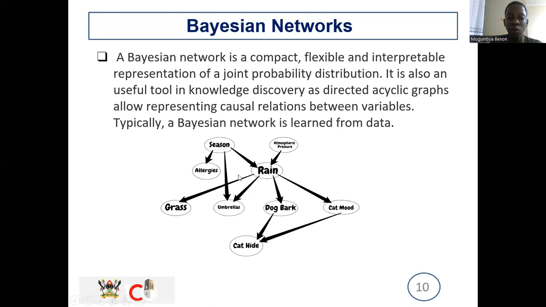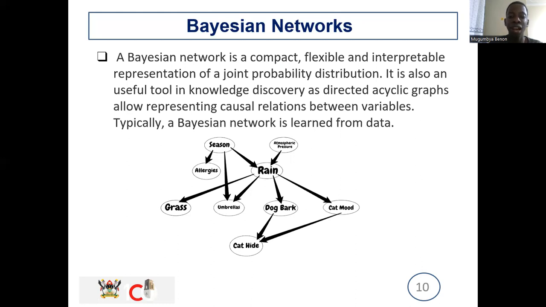Typically, in our Bayesian network, for example, here we have our dependent variables. We have season, and independent features: season, rain, and so on. Those are called nodes. Then the arrows, like the arrow from season to rain, show which variable is dependent on the other.